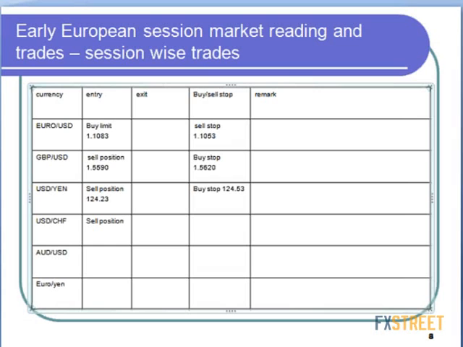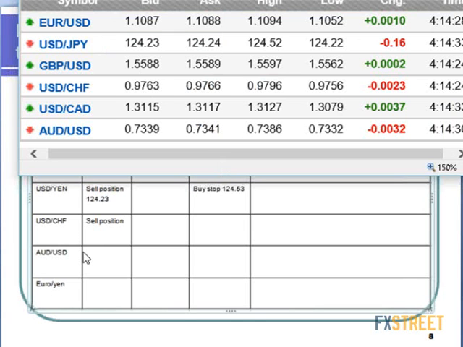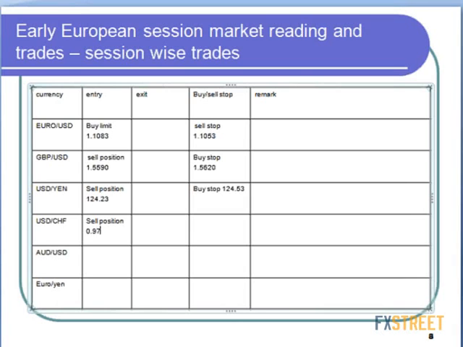So the sell position, $97.63. With a 30 pips hedge order, it will be a buy stop, $97.93.